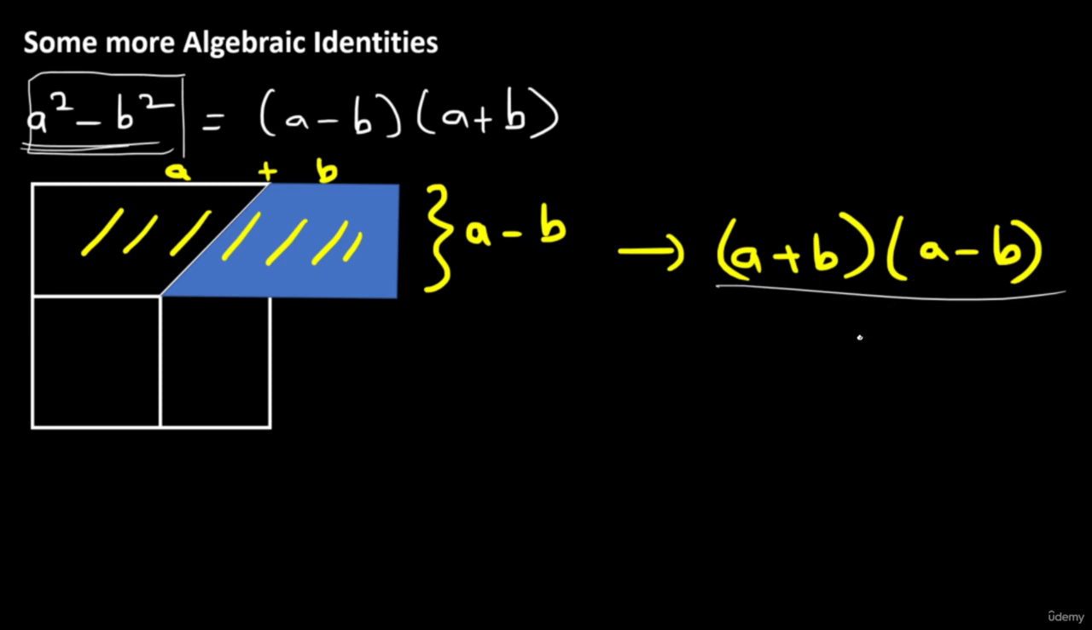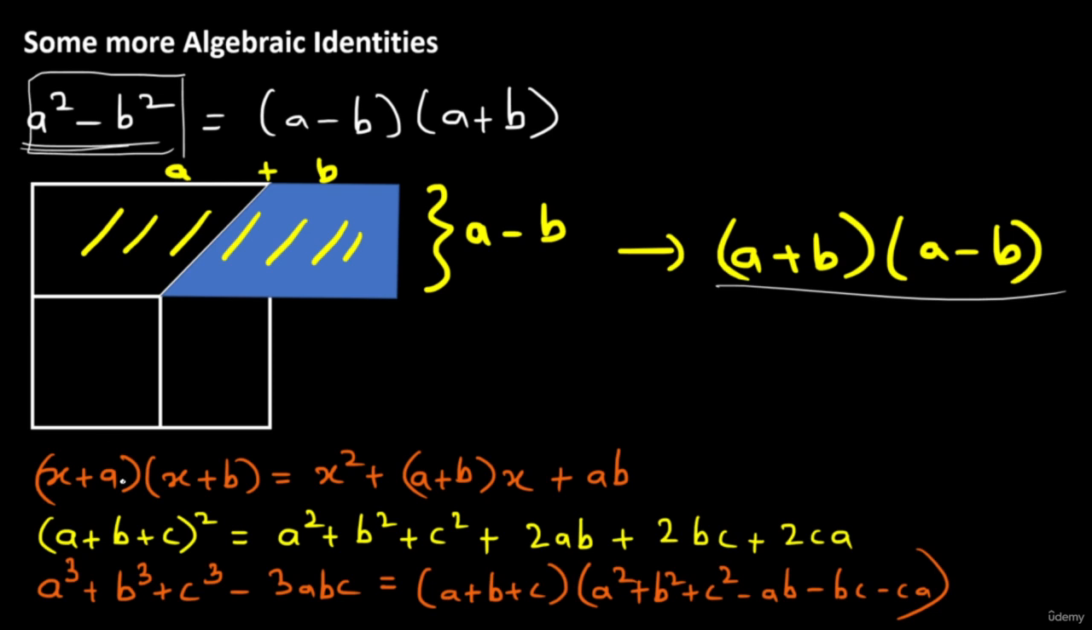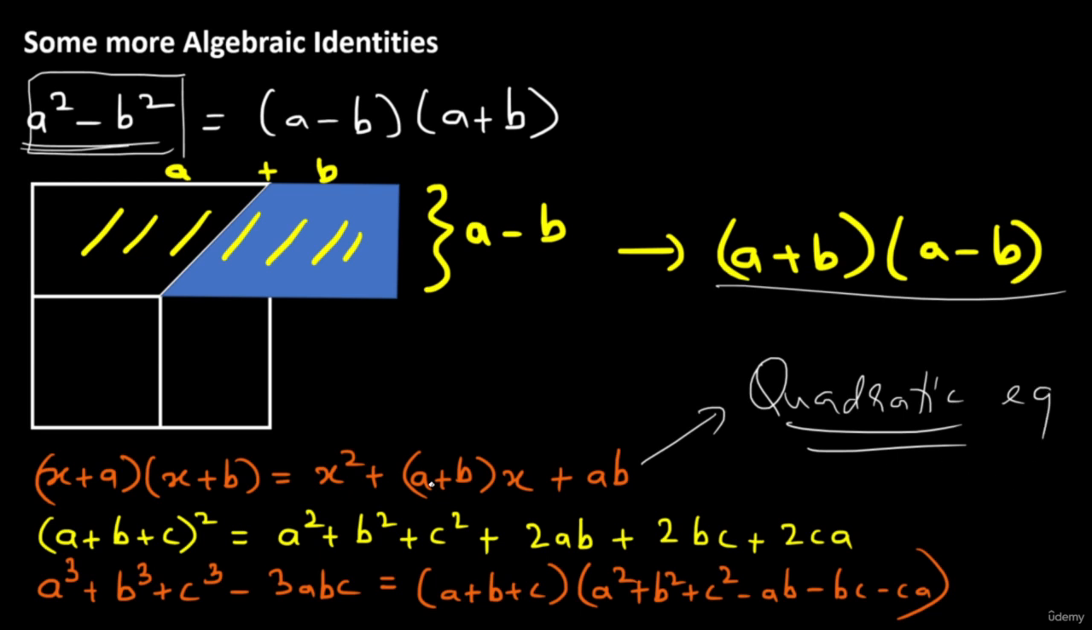Now a few more important identities, let me list them over here. So (x plus A) into (x plus B) is equal to x square plus (A plus B) into x plus AB. Now we will use this where we deal with quadratic equations. You can see this in the higher concept algebra section where we deal with quadratic equations. We'll be using this. Now two more over here: A plus B plus C the whole square.